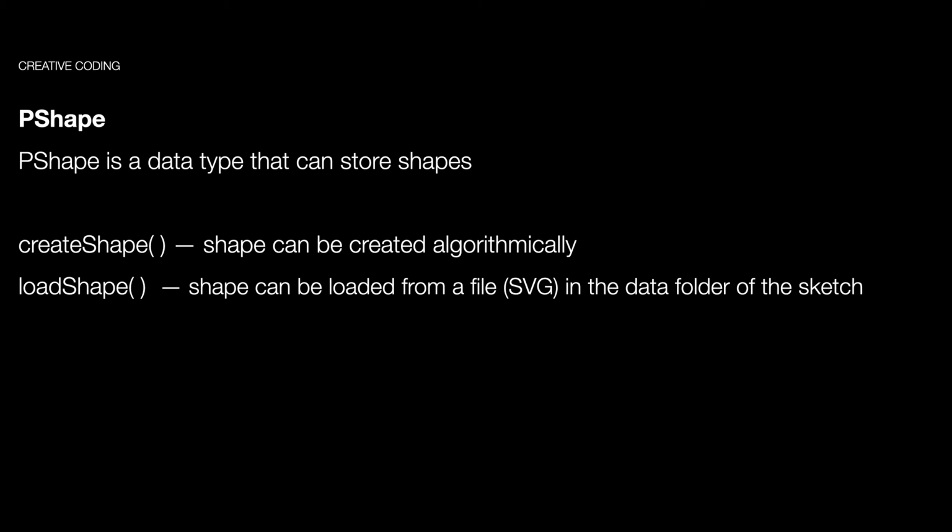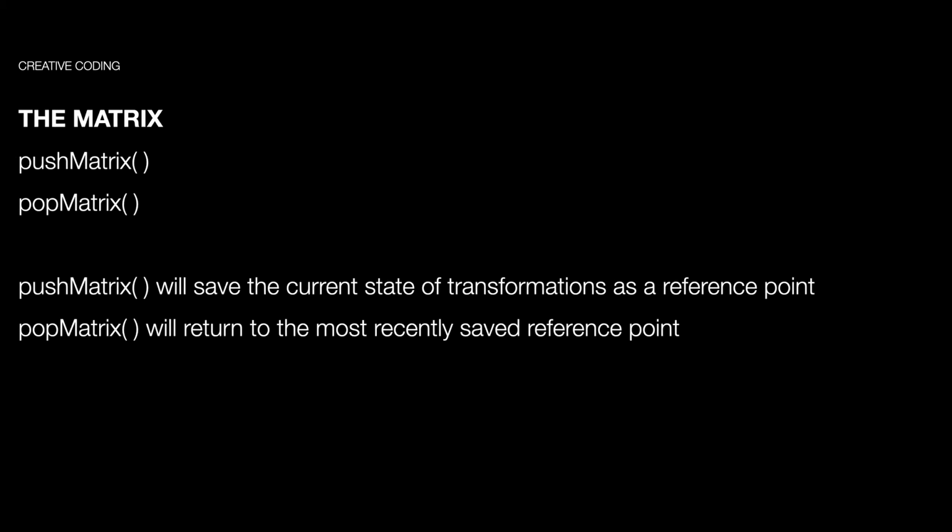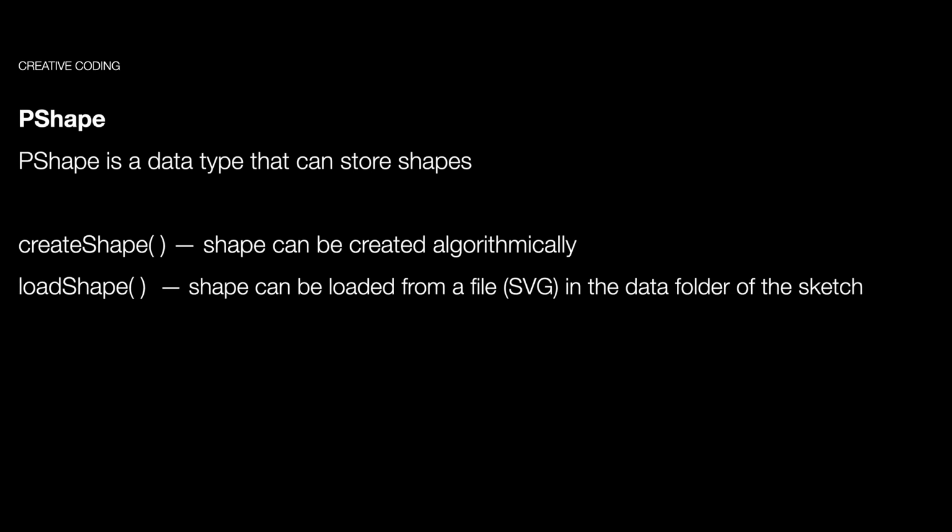One is to actually create a shape. We'll be using beginShape and endShape and creating vertexes, and we can draw those things algorithmically. Or if you have another program like Adobe Illustrator or some vector-based program, you can create SVGs, or scalable vector graphics. And if you put those files in the data folder of your sketch, you can actually access those by using loadShape. Okay, so here is an example of that.